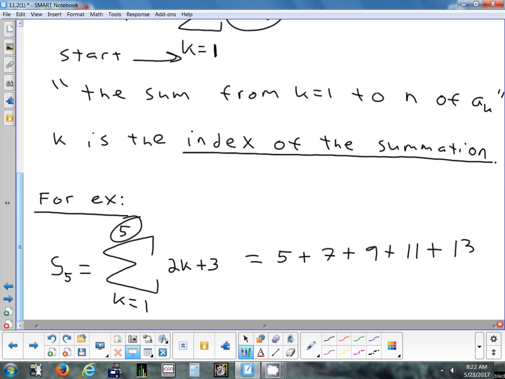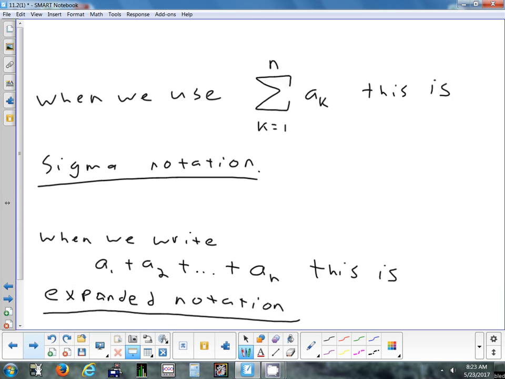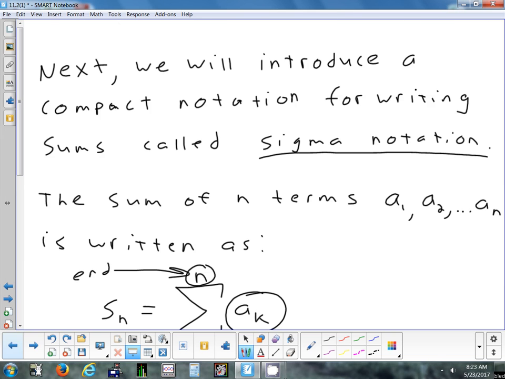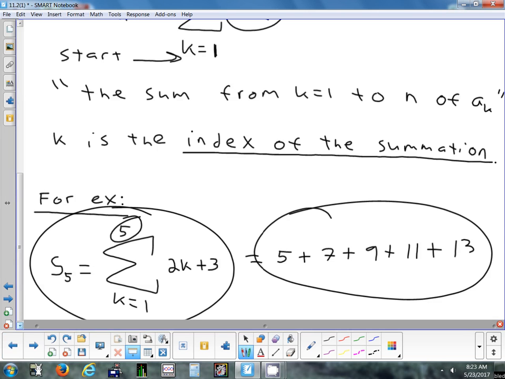Okay. Any questions on that idea? That's called expanding a summation, expanding it out. And that's basically what I just explained to you. So when you use what we have up above, that's sigma notation. When you do it the way I wrote it below, that's expanded notation. So sigma notation, expanded notation.